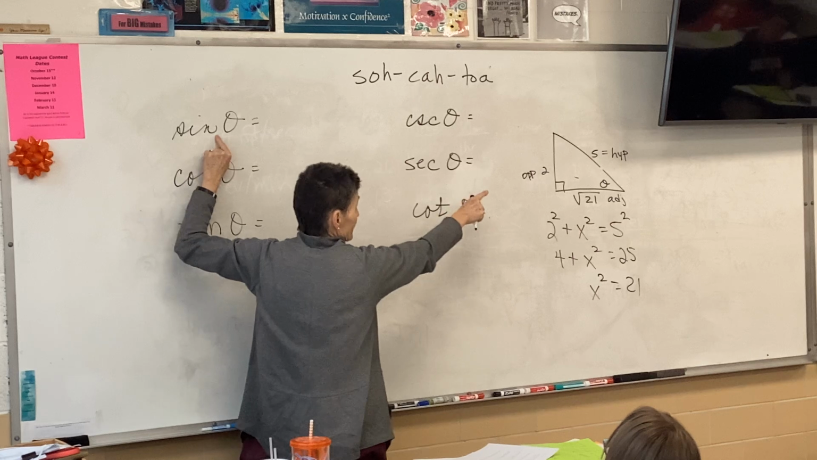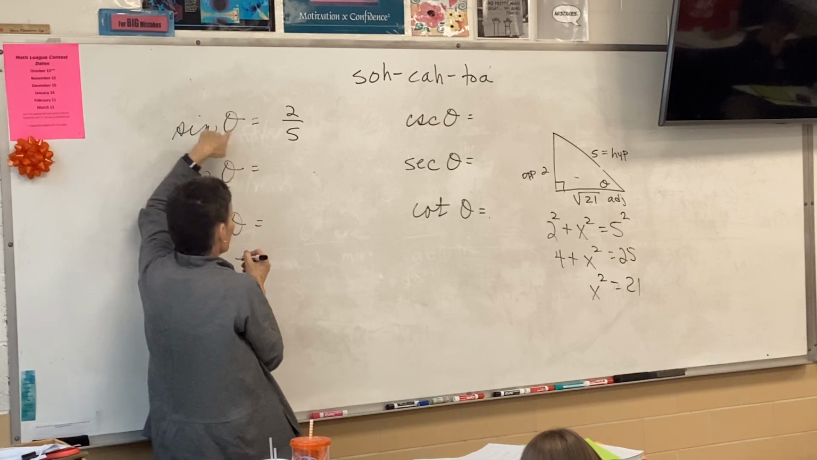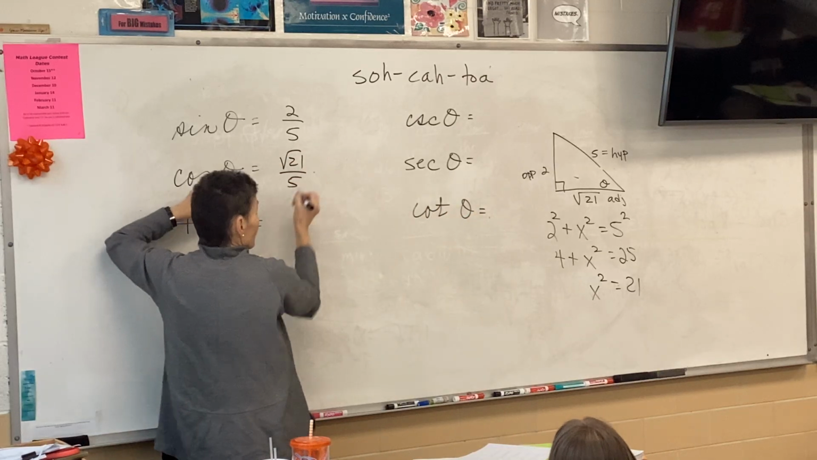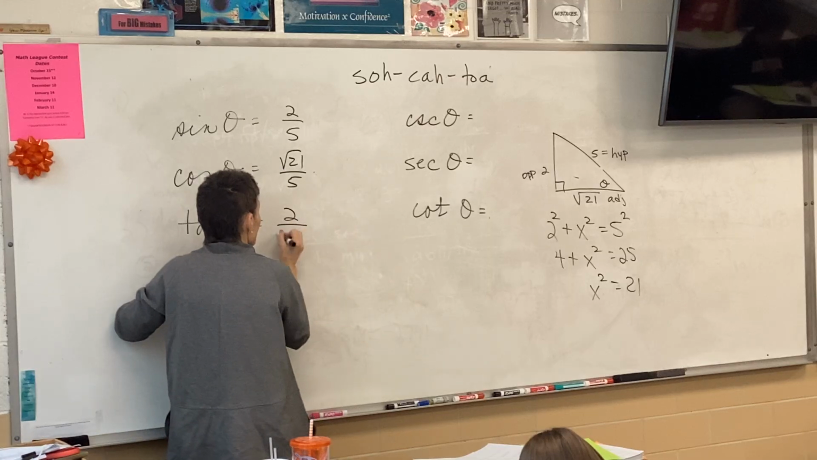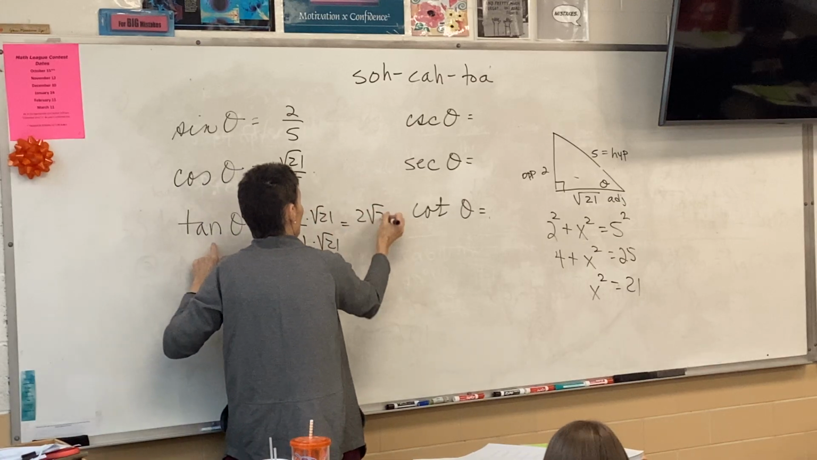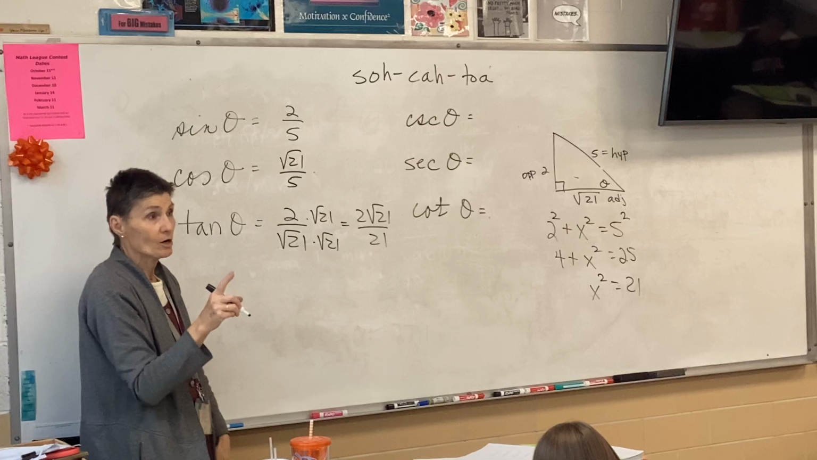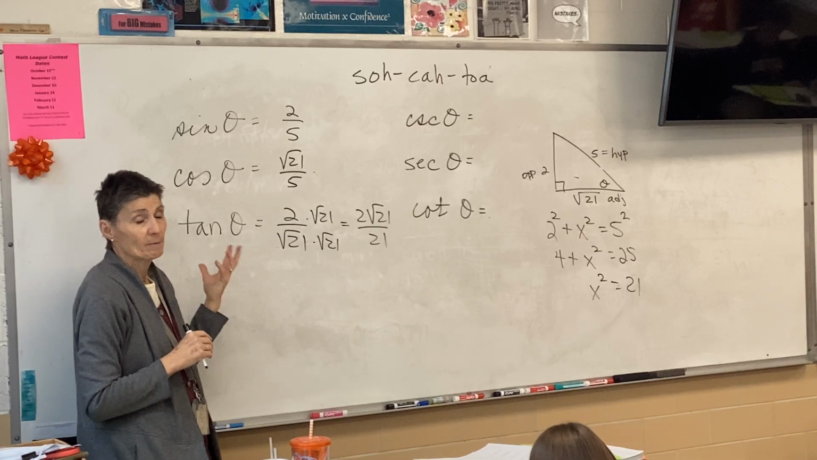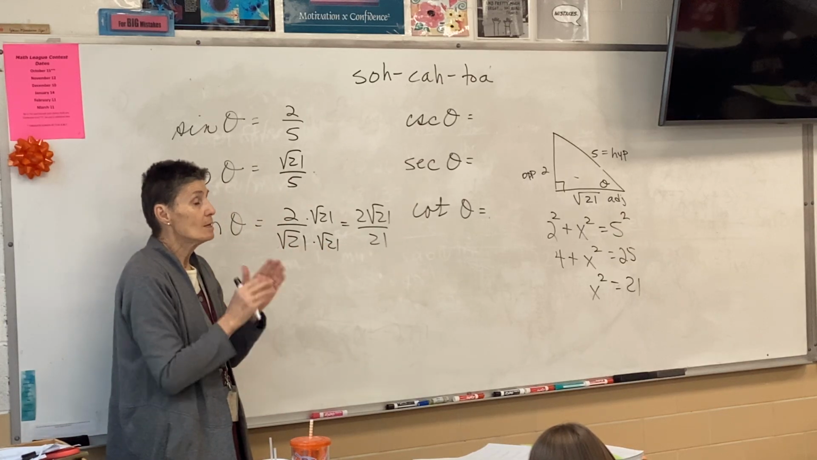Now, if you can label your picture and you get SOHCAHTOA, these are easy. Sine, opposite over hypotenuse, 2/5. Everybody see that? Cosine, adjacent over hypotenuse, root 21 over 5. And tangent, opposite over adjacent, 2 over root 21, which will clean up and say 2 root 21 over 21. SOHCAHTOA gives you your big 3. O opposite, A adjacent, H hypotenuse.